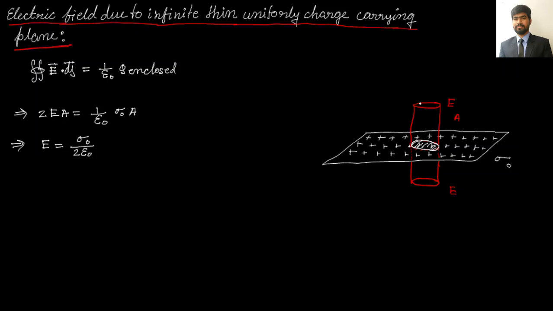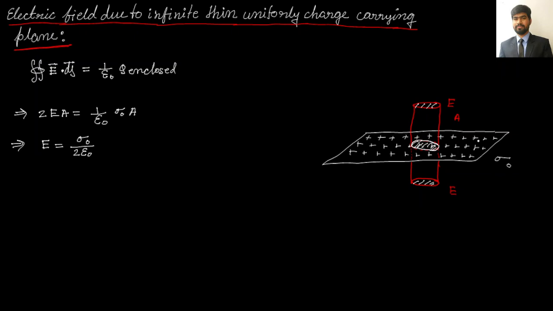So you see, we considered the top surface and bottom surface at a distance z, but the final electric field is independent of z. That means everywhere the electric field will be uniform. Everywhere above the plane and below the plane the electric field will be uniform. And what will be the magnitude? The magnitude will be sigma naught divided by 2 epsilon naught if sigma naught is the charge density.